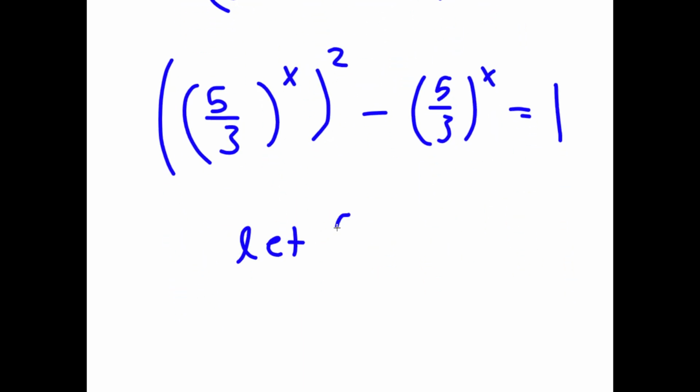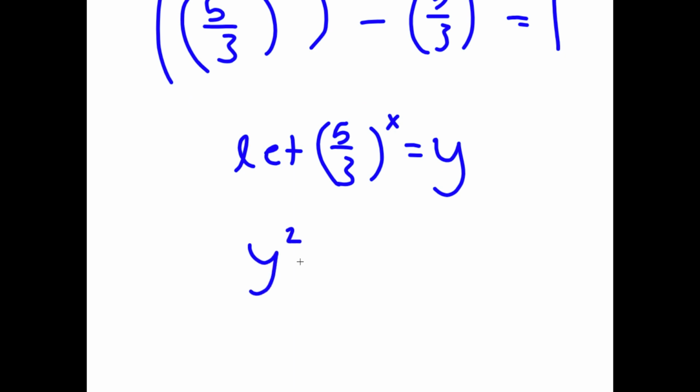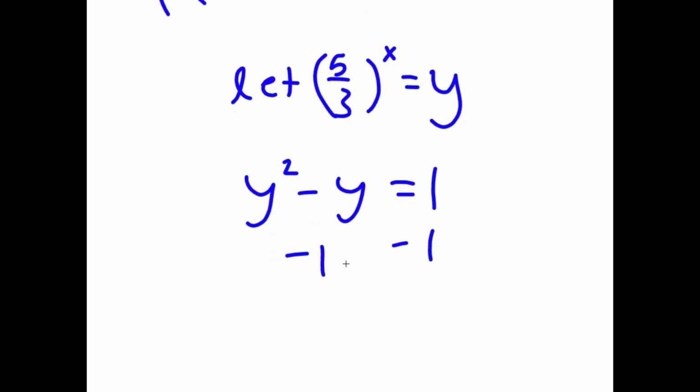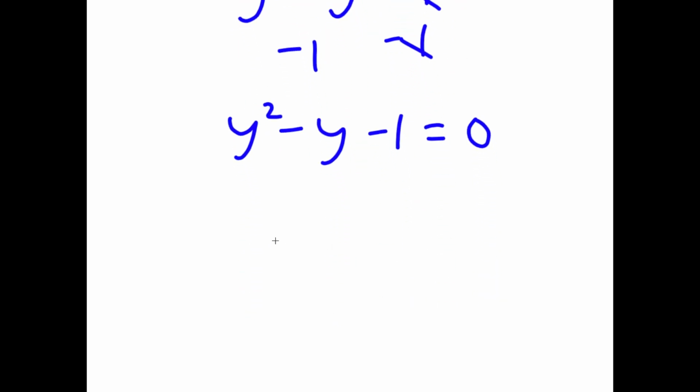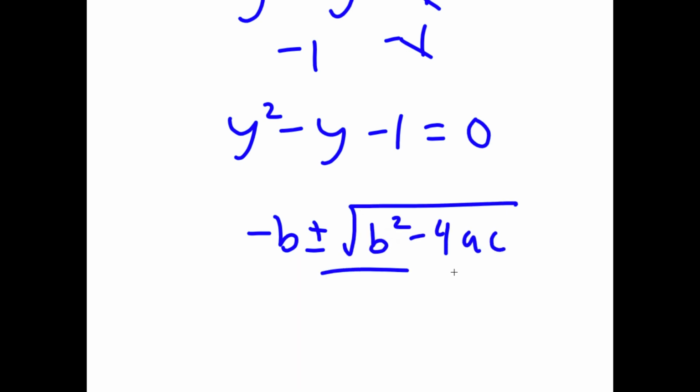Now I'm going to let 5 over 3 to the power of x equal the variable y. So now I have y squared minus y is equal to 1. And if I subtract 1 on both sides, I get y squared minus y minus 1 is equal to 0. So now to solve this, I can use the quadratic formula, which is negative b plus or minus the square root of b squared minus 4ac all over 2a.